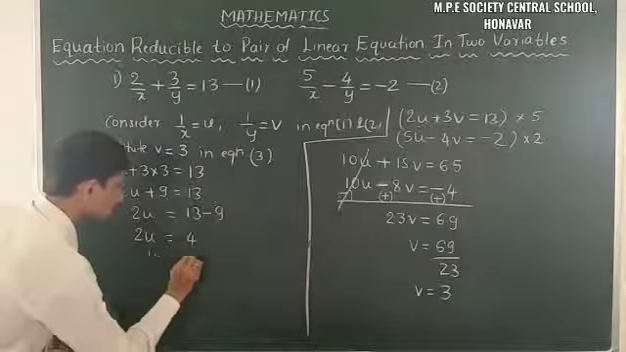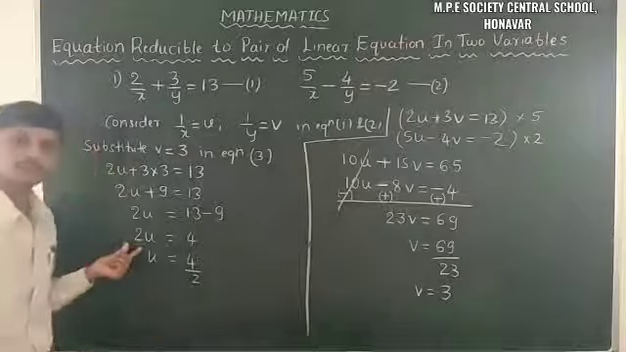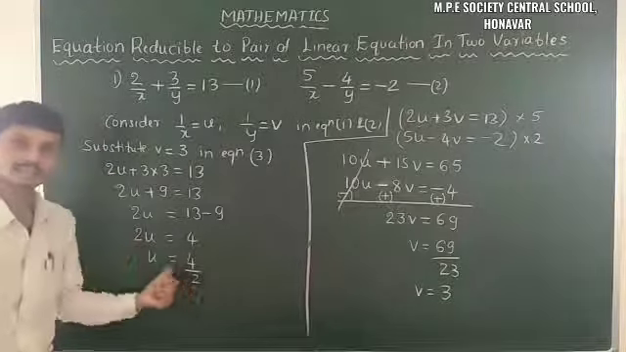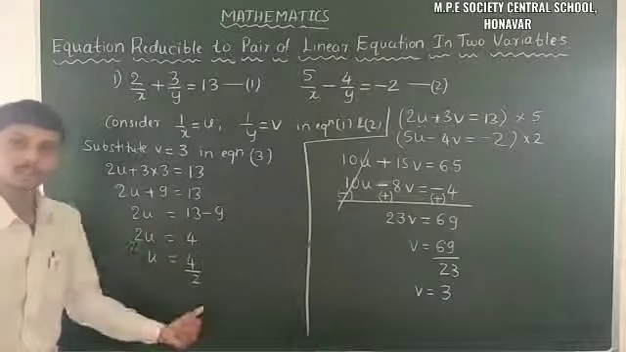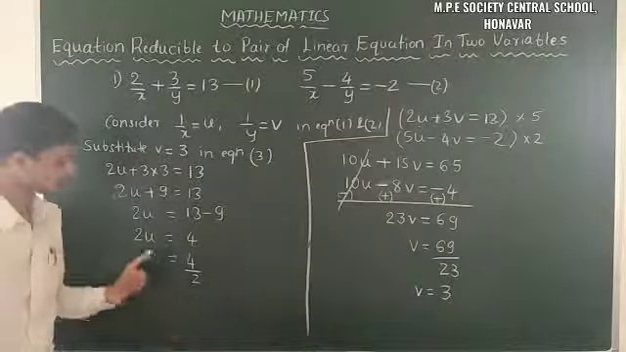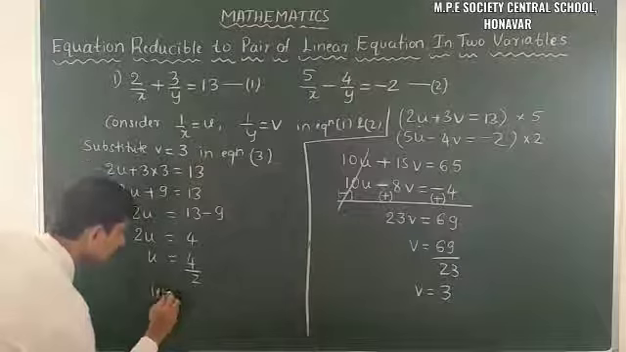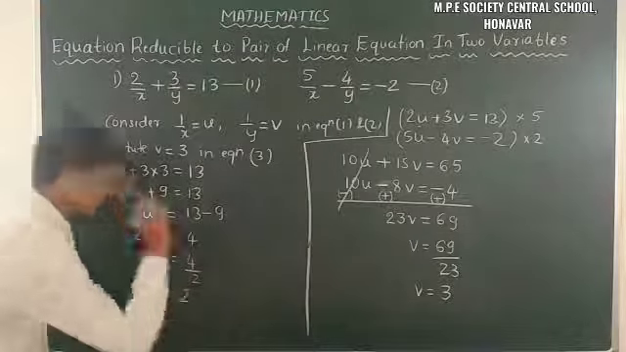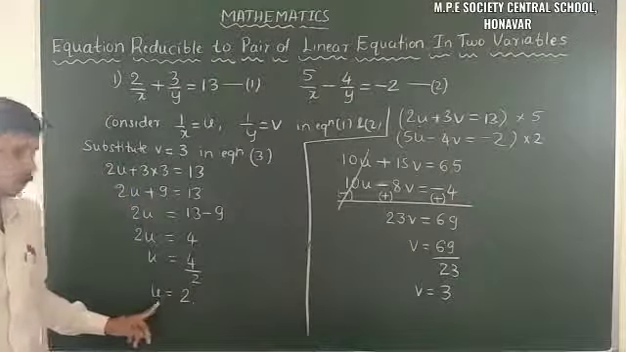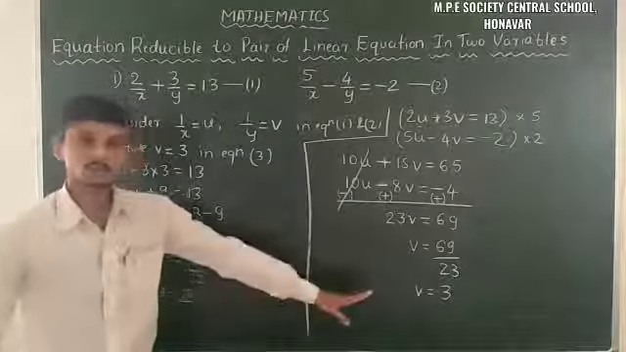u is equal to 4 by 2. So here I will transpose this 2 to the RHS side. This is the multiplication form, after transposing it becomes division, so it's in the denominator. That means u is equal to 2. So we got u is equal to 2 and v is equal to 3.